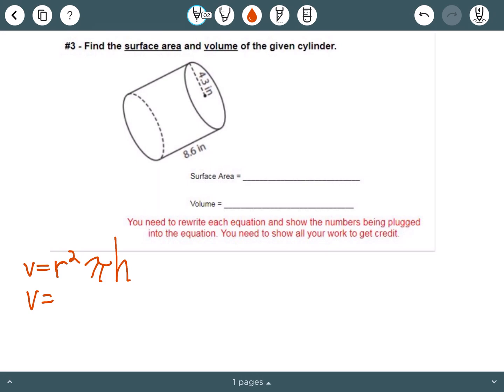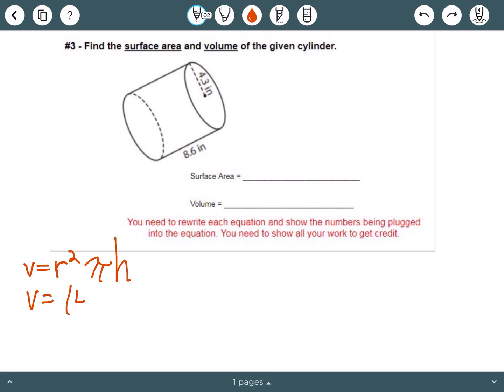We need to find what the radius is to plug in. So remember, the radius is only halfway across the circle. So here it is. Here's the radius. It's halfway across. Remember, diameter is the full way across. So you always want to be careful with that, because if you put the diameter in instead of the radius, you're going to get the wrong answer. I cannot stress enough how important it is to know radius from diameter.